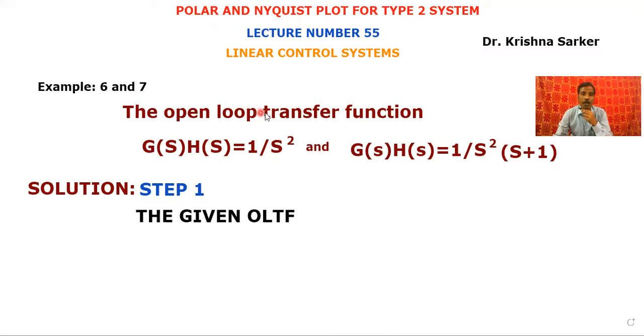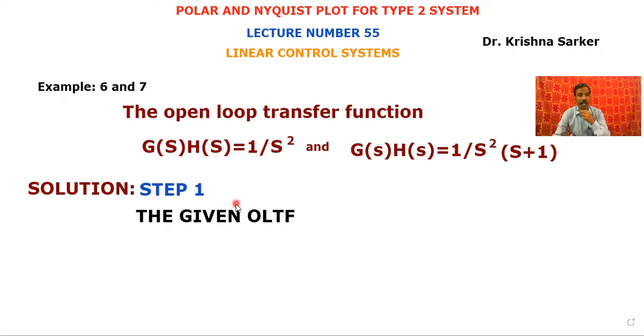So the open loop transfer function G(s)H(s) equals 1 by s square, and another problem, G(s)H(s) equals 1 by s square into (s plus 1). Determine the Nyquist plot and polar plot with stability. Draw polar plot and Nyquist plot with stability. Draw polar plot. First, problem 6, G(s)H(s) equals 1 by s square.